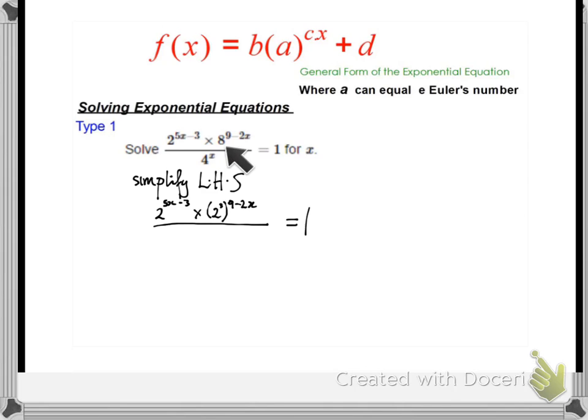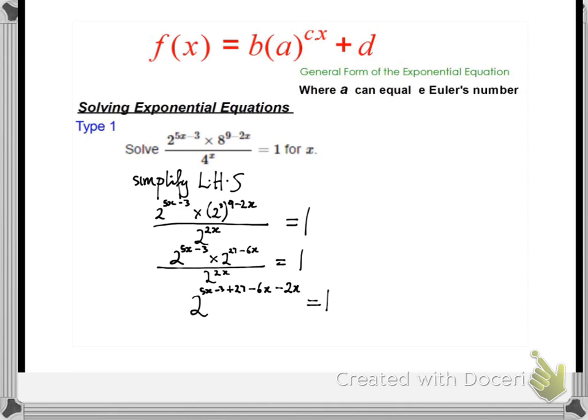So we first express the 8 and the 4 all down to the same base number 2, with their appropriate powers. And we apply our index laws. Multiplying gives you an addition of powers, and division gives you a subtraction of powers. And there it is. You've got the adding of powers, and we've got the subtracting of the 2x at the end as well. And we can simplify the exponent, and we get to this situation.